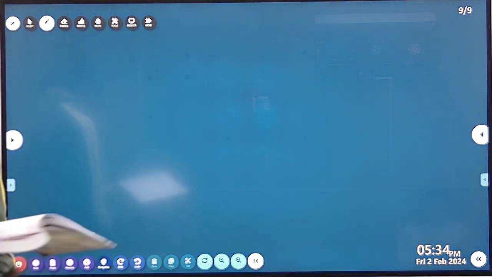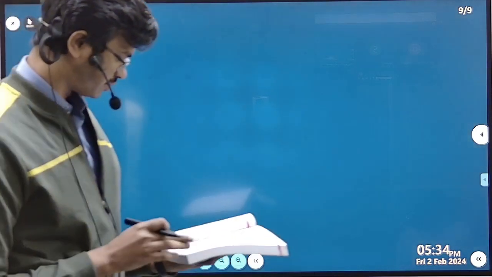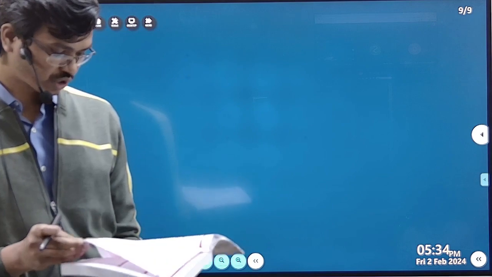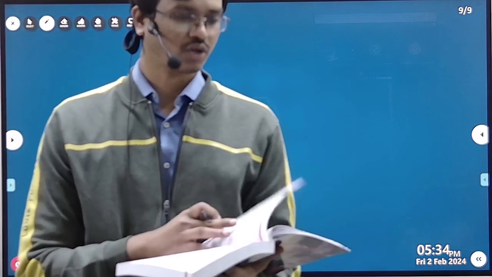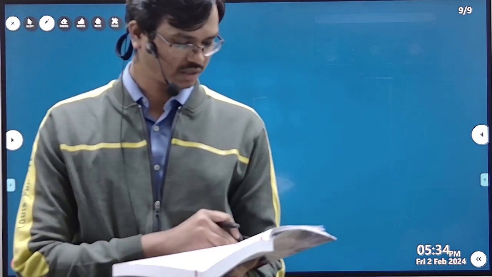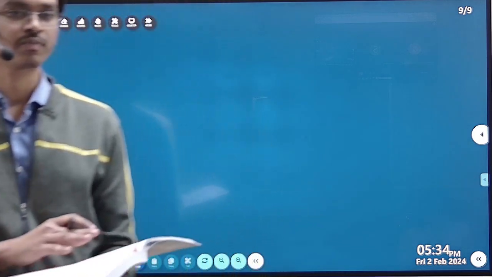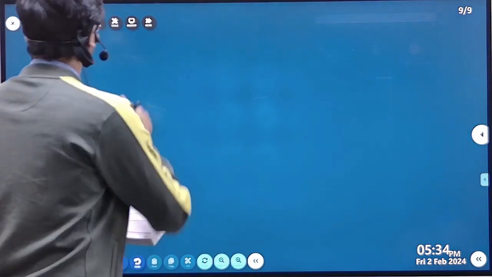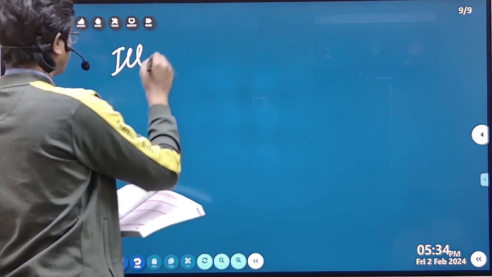Okay, on page number 53, there is the importance of layout, right? So you can give this a reading on your own. You can see what the importance of a layout is. Okay, now let us go to the problem. We will see illustration 11.